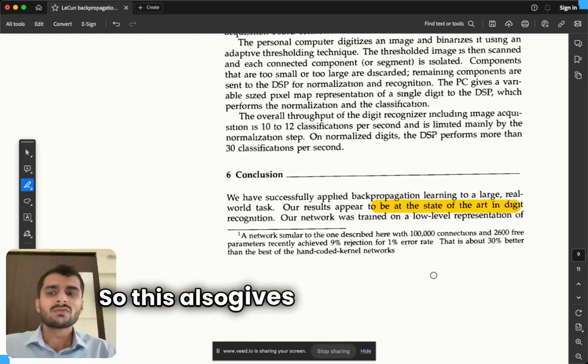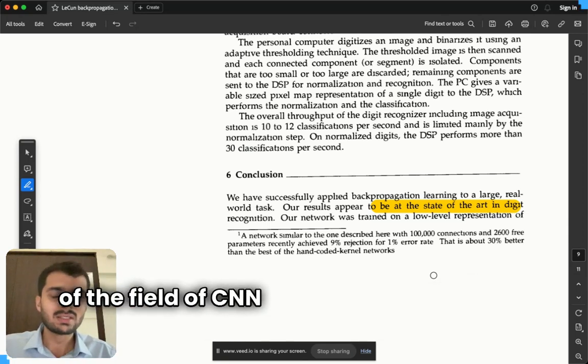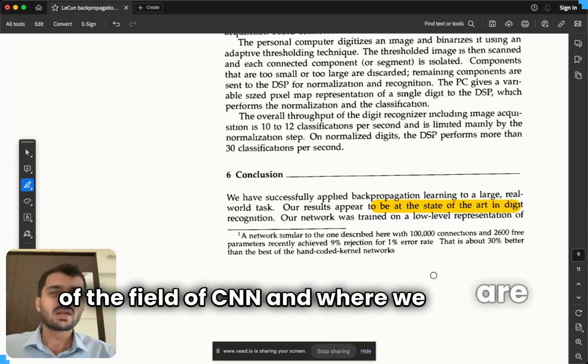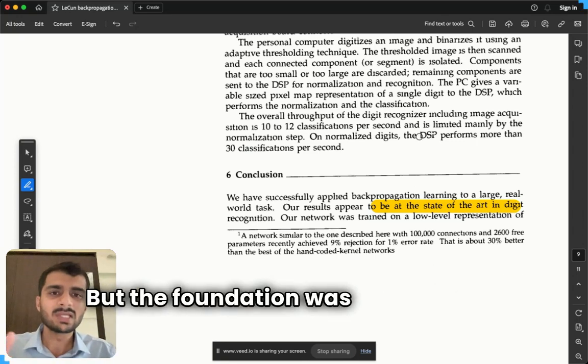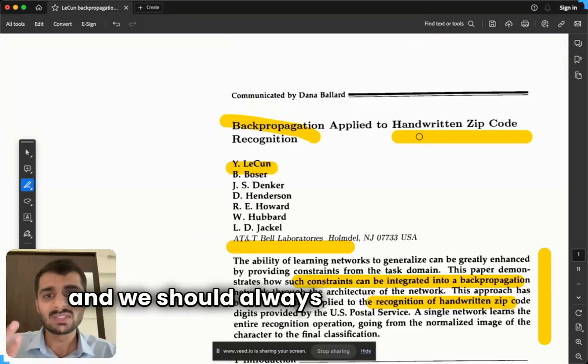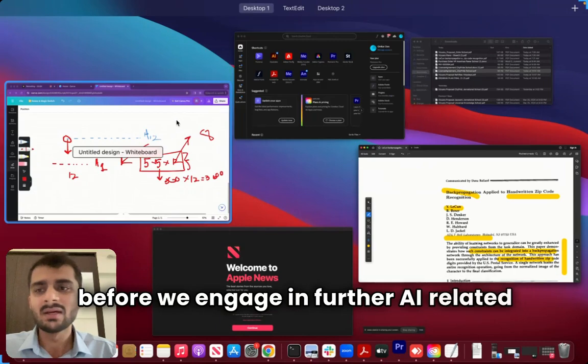So this also gives us a sense of the historical evolution of the field of CNN and where we are right now after 3 decades. We are seeing all these beautiful applications, but the foundation was laid down by these researchers, and we should always keep them in our mind before we engage in further AI related activities.